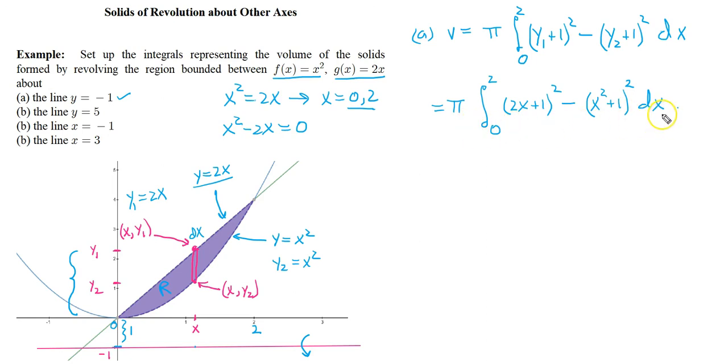And you could easily evaluate this if you wanted. You could FOIL out each of these terms. You would get a fourth degree polynomial in here that you could easily anti-differentiate and evaluate from 0 to 2 to get your answer.